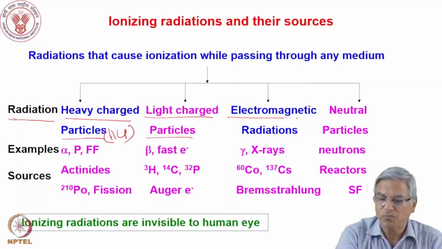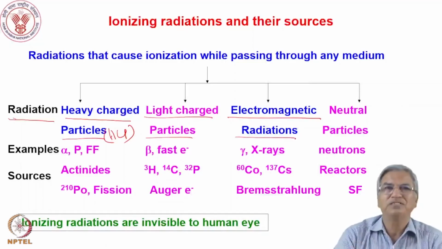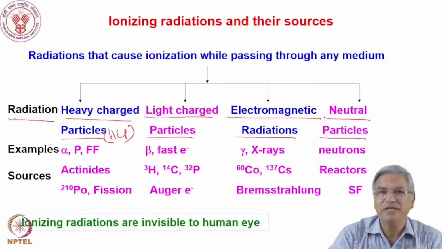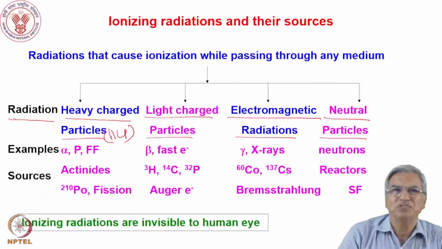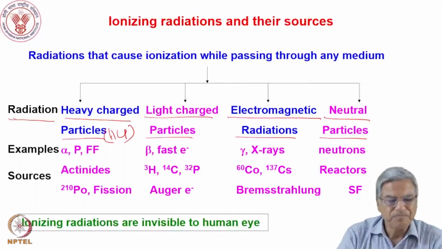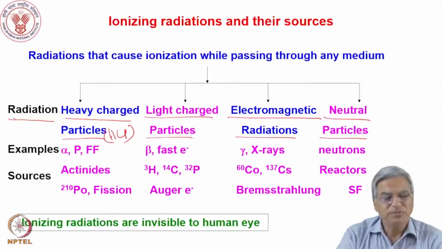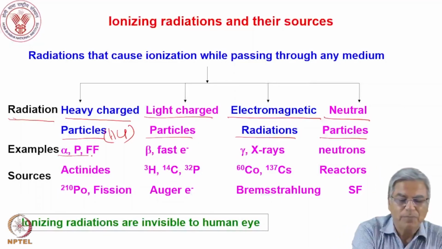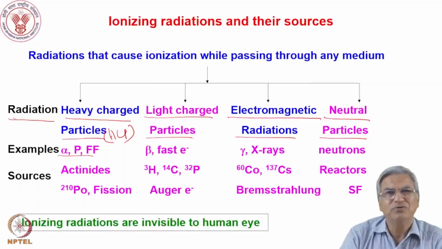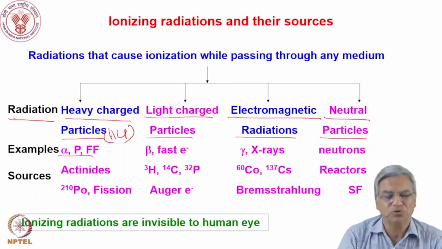Then we have the electromagnetic radiations, gamma rays, X-rays, and then lastly we have the neutral particles like neutrons. These are the four classifications which we will discuss one by one. The examples of heavy charged particles are alpha particles, protons, or even heavy ions. In an accelerator, you can produce carbon ions, lithium ions, oxygen ions.